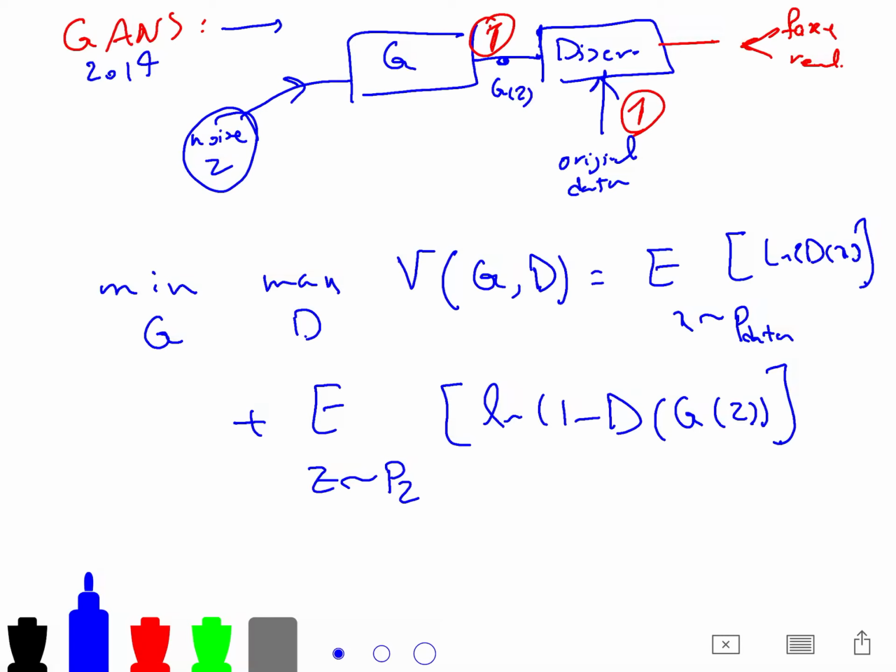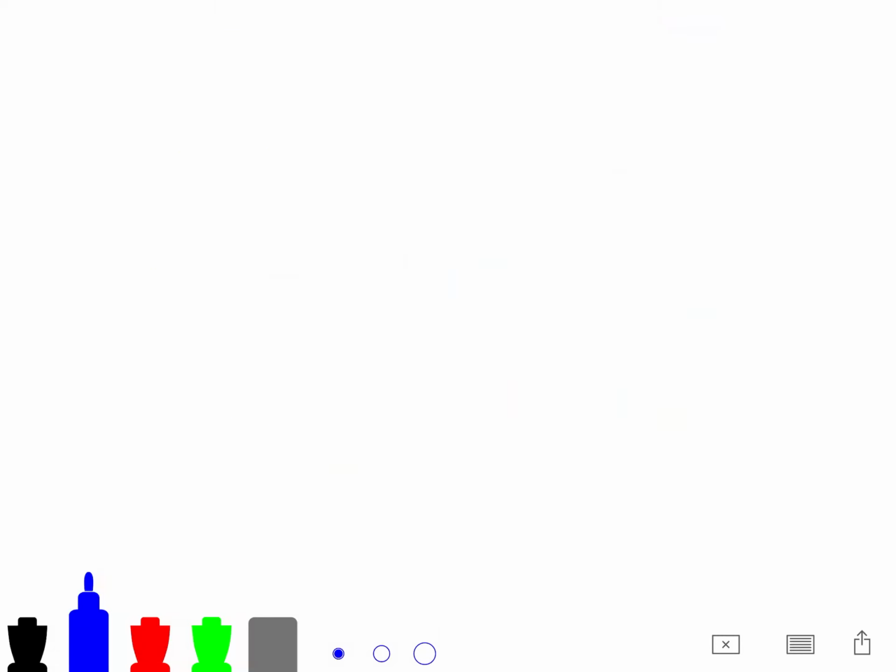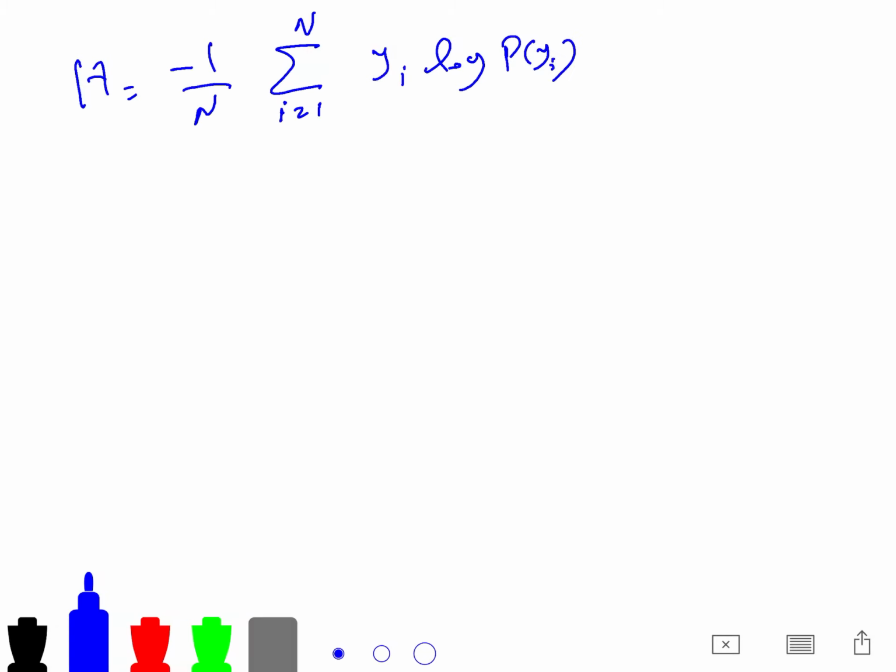You should know the binary cross entropy function, and binary cross entropy is just the sum over i from 1 to n of y_i, the label, times log of p of y_i, which is the probability, plus 1 minus y_i times log of 1 minus p of y_i. It's just elementary deep learning. So it's just binary cross entropy.